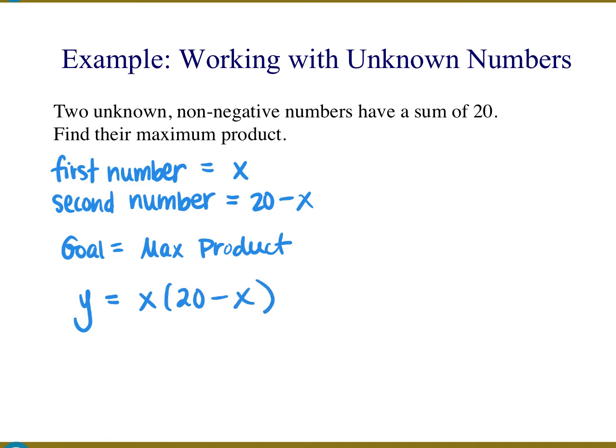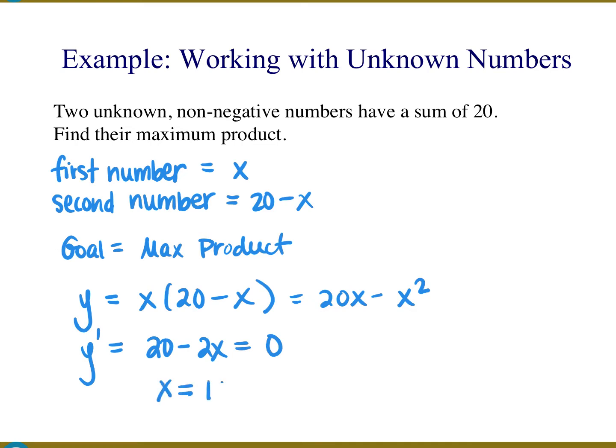That is the product. Now you can solve this by hand, or you can solve this using your graphing calculator. I would argue that by hand is not too bad. This is 20x minus x squared. So if I do y prime, the derivative is 20 minus 2x. If I set that equal to 0, what's the solution for x? 10. Now how do I know if that's going to give me a max or a min?